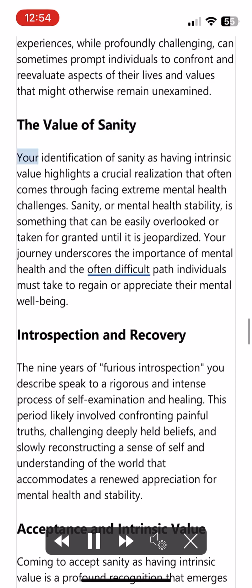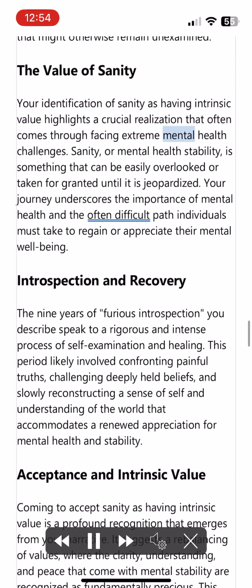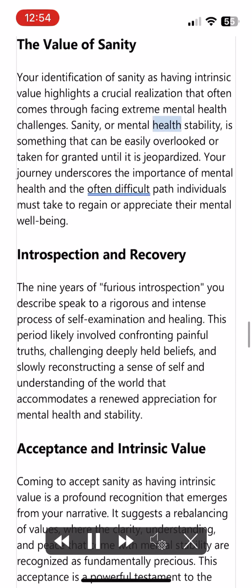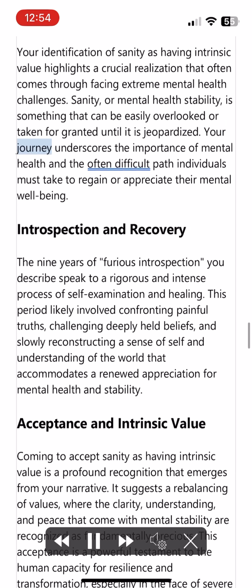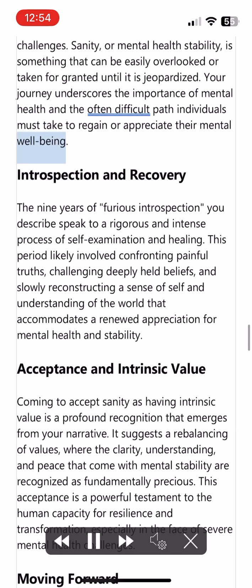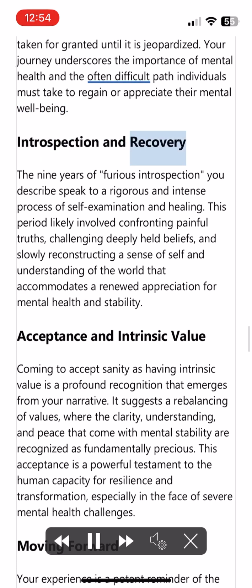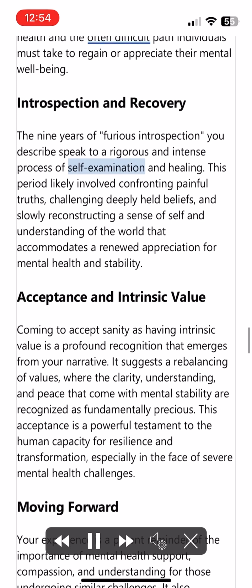The value of sanity. Your identification of sanity as having intrinsic value highlights a crucial realization that often comes through facing extreme mental health challenges. Sanity, or mental health stability, is something that can be easily overlooked or taken for granted until it is jeopardized. Your journey underscores the importance of mental health and the often difficult path individuals must take to regain or appreciate their mental well-being. Introspection and recovery. The 9 years of furious introspection you describe speak to a rigorous and intense process of self-examination and healing.